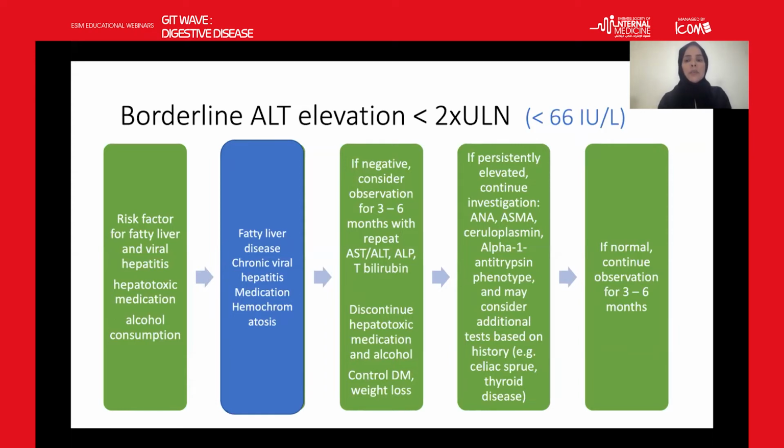And if there is any persistent elevation of these enzymes, you could extend your assessment to obtain an assessment for autoimmune hepatitis with ANA, anti-smooth muscle antibody, and immunoglobulin. You could screen for Wilson disease using serum ceruloplasmin, and you could screen for alpha-1 antitrypsin deficiency. And if history suggests, you could check also for thyroid disease and celiac sprue.